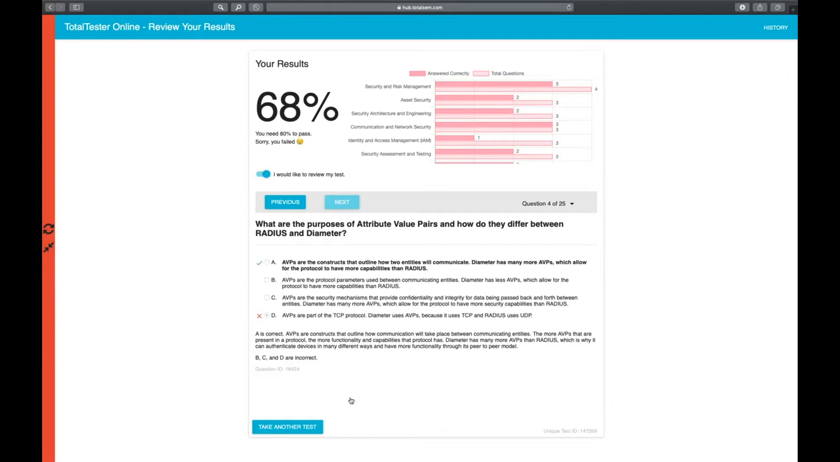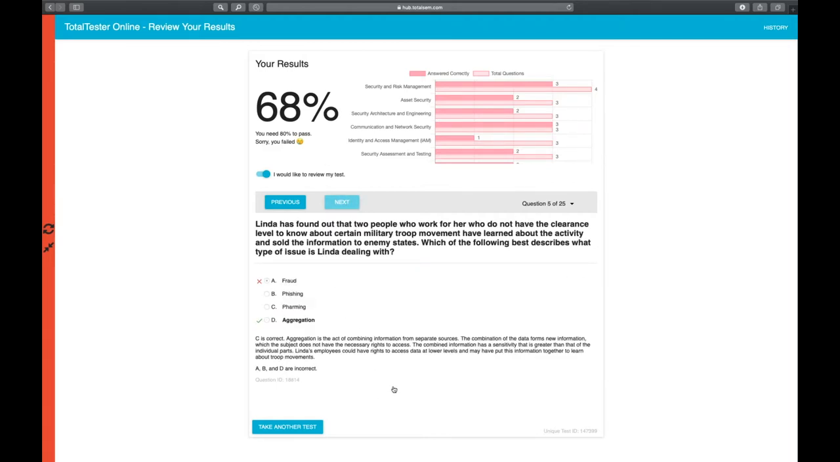Let's see here. This one we weren't sure what it was. We were guessing on it. AVPs are constructs that outline how communication will take place between communicating entities. The more AVPs that are present in a protocol, the more functionality and capability that protocol has. Diameter has many more AVPs than RADIUS. We've already established that Diameter is newer and better than RADIUS, which is why it can authenticate devices in many different ways and have more functionality through its peer-to-peer model. All right, we learned something.